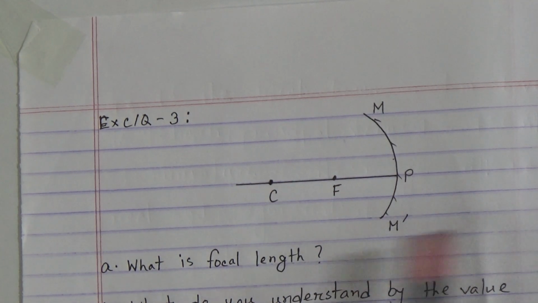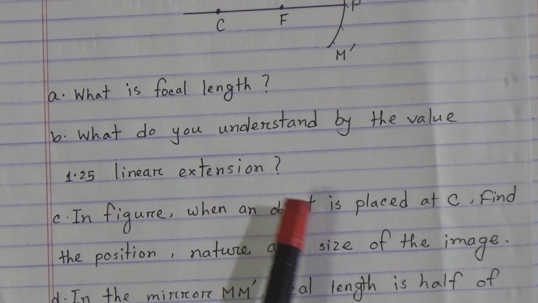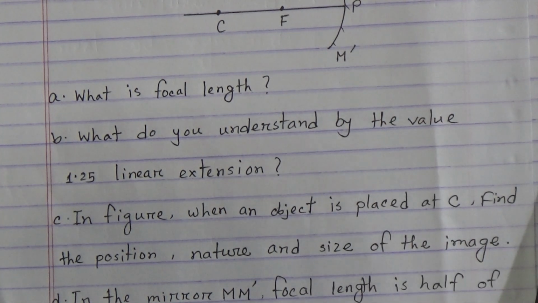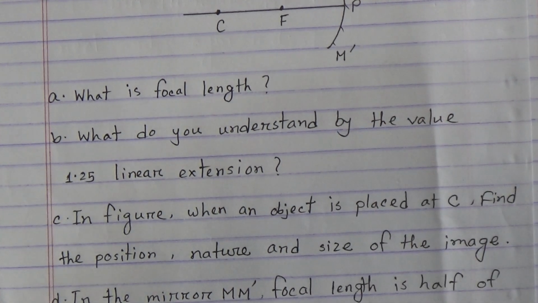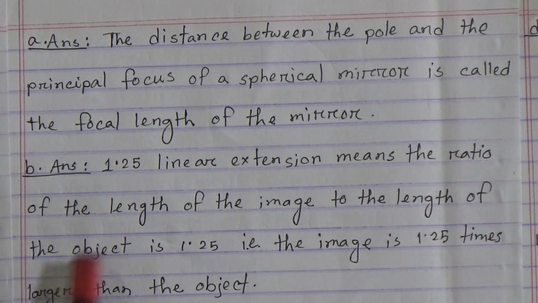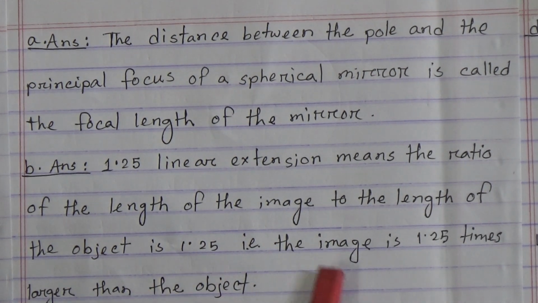Okay. Now question number B, what do you understand by the value 1.25 linear extension? My dear students, this question is very important for your SSC exam also. 1.25 linear extension means the ratio of the length of the image to the length of the object is 1.25. That is, the image is 1.25 times larger than the object. My dear students, this linear extension means also the magnification also.